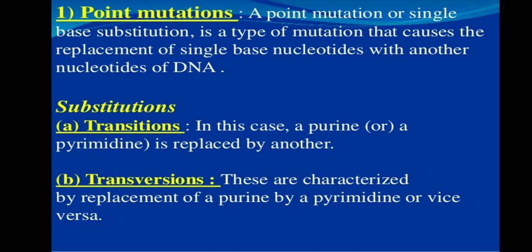Okay, so transition means what? The substitution takes place within the purines, or within the pyrimidines. But transversion is characterized by replacement of purines by pyrimidines.